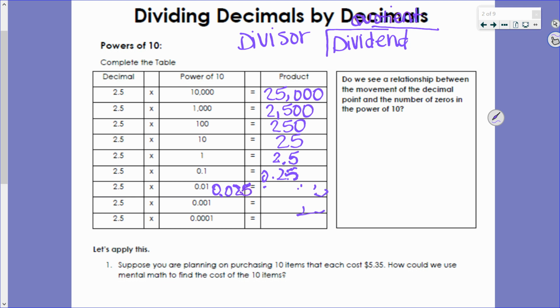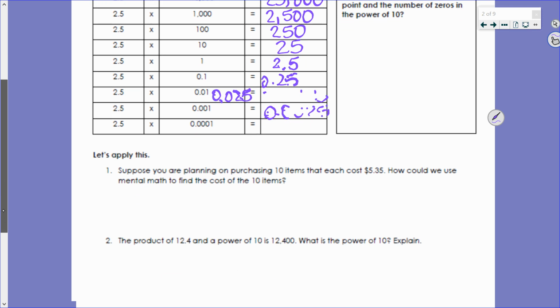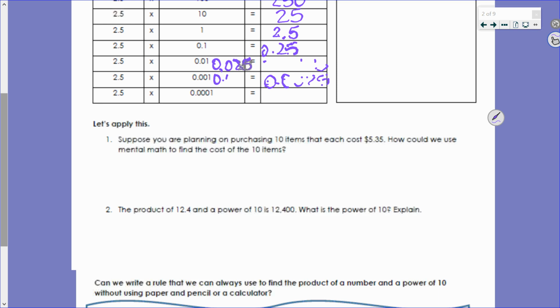Okay, and then the next one is going to be 0.0025. And then finally we have 0.00025. Perfect. So we should have these filled in our table. We reviewed our powers of 10 because it is going to help you immensely today as we begin dividing decimals.